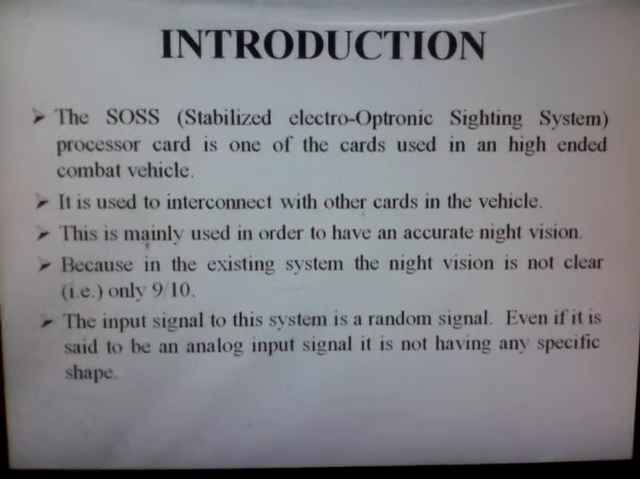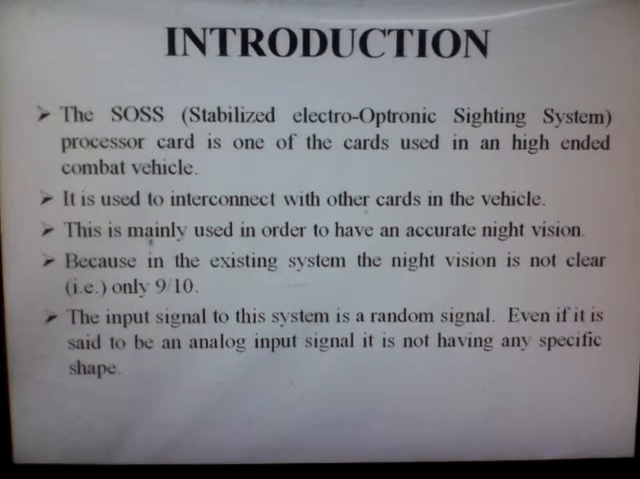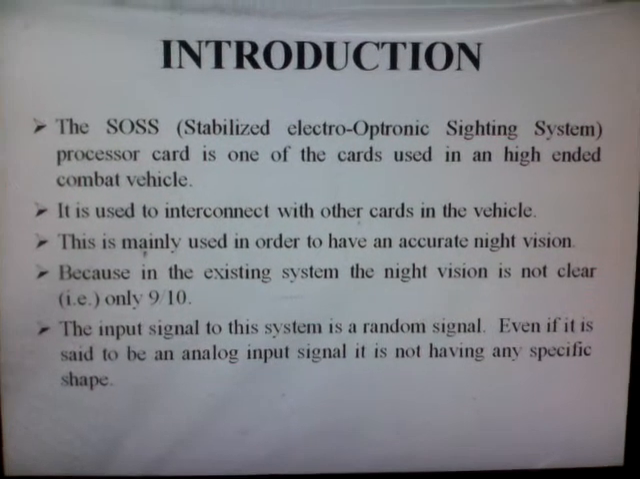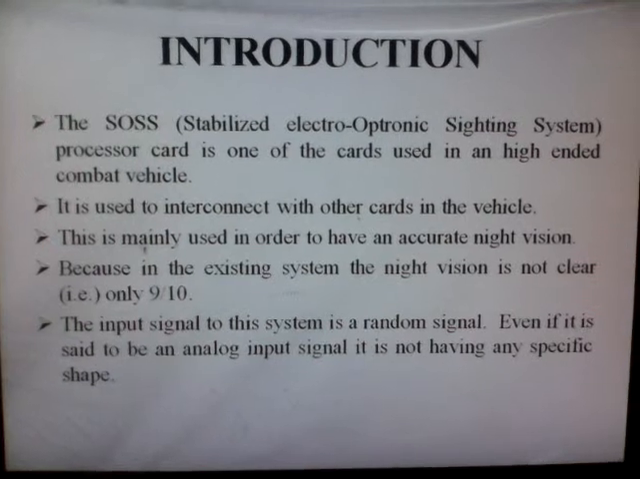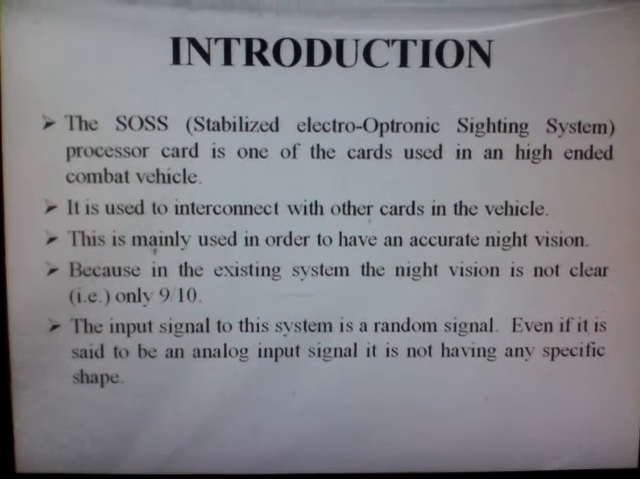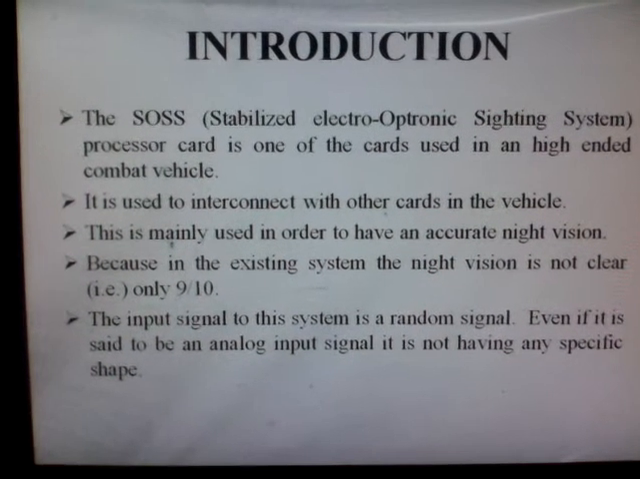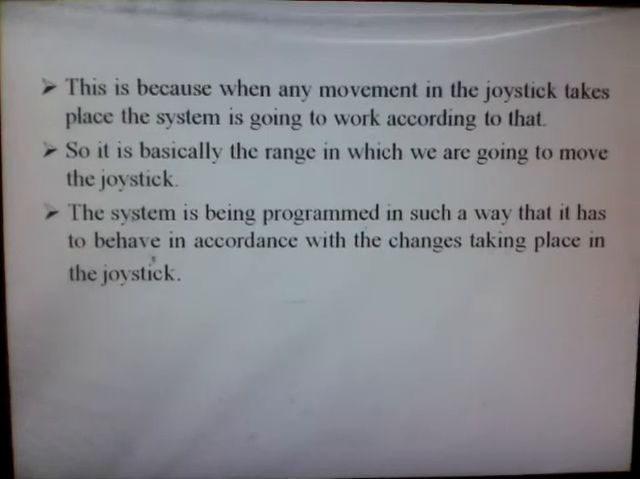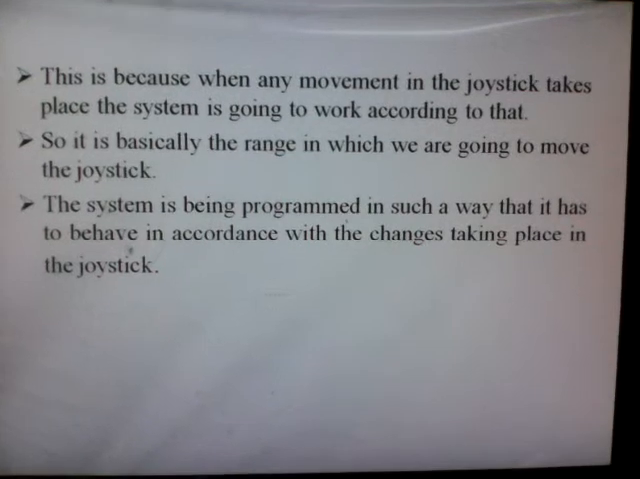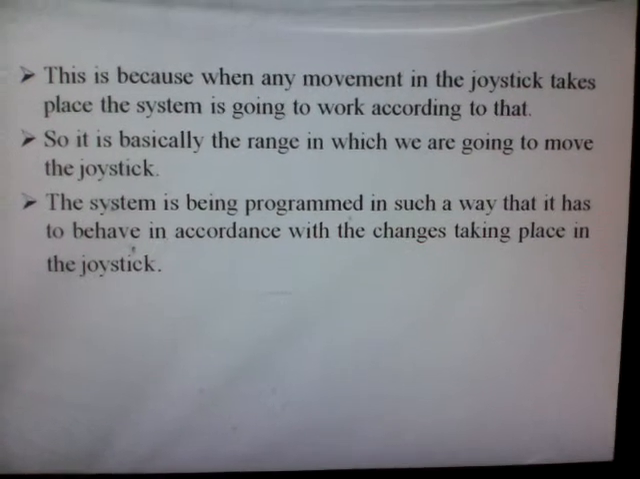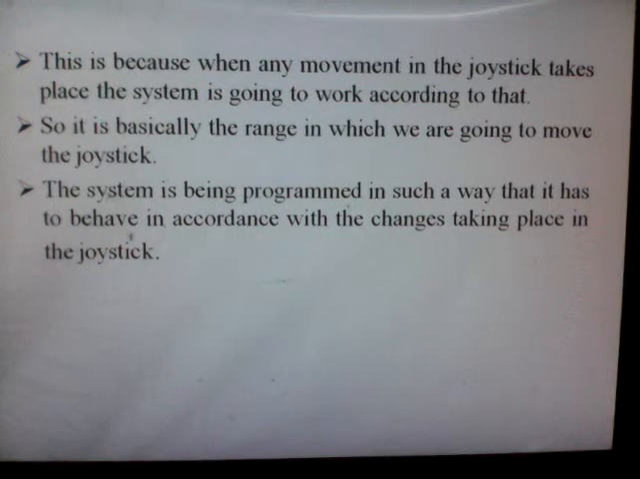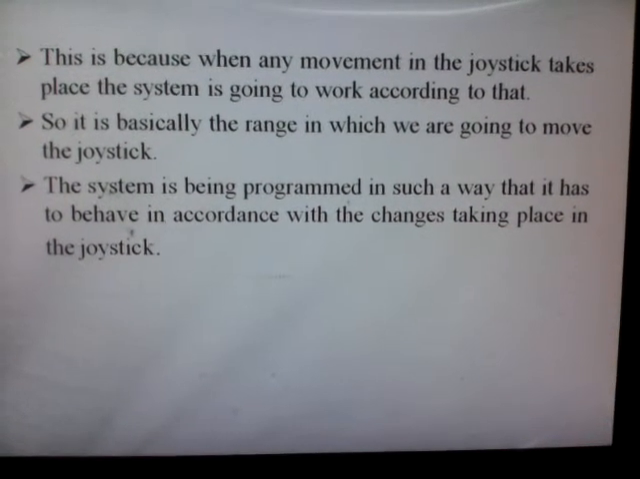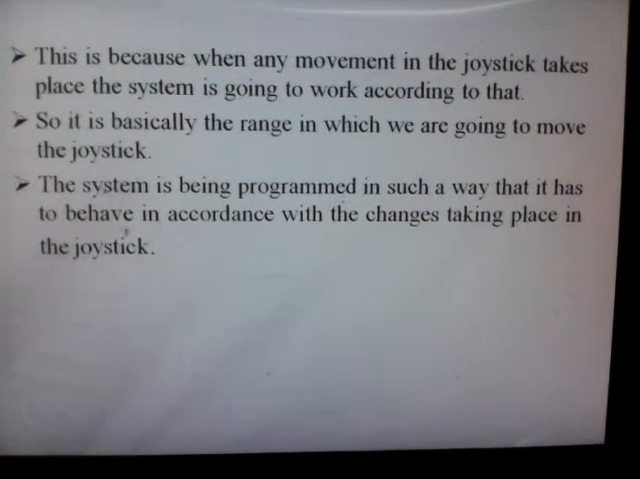As I said earlier, this SOSS card is used in a high-end combat vehicle, which is nothing but a tank. It is used to interconnect the other cards in the vehicle. It is mainly used to have accurate night vision. The input signal to this system is a random signal. It does not have any specific periodical shape, because when any movement in the joystick takes place, the system responds accordingly. Basically, according to the range in which you move the joystick, the operations are going to take place.